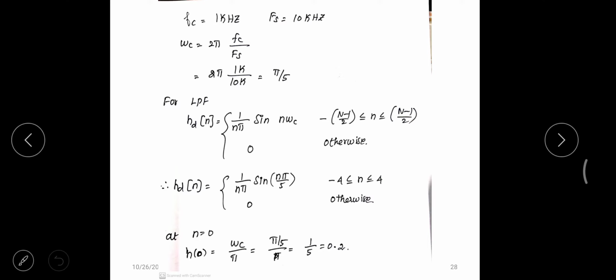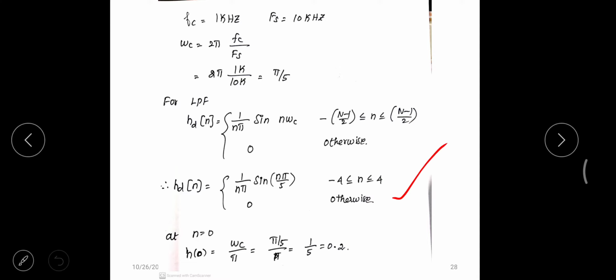For any low pass FIR filter, your desired impulse response hd of n is equal to 1 by n pi sin n omega c for the range of minus of (N minus 1) by 2 to plus of (N minus 1) by 2. For the rest of the values of n, hd of n is equal to 0. So we know the order is 9 and the cutoff frequency is pi by 5, that you can substitute in hd of n.